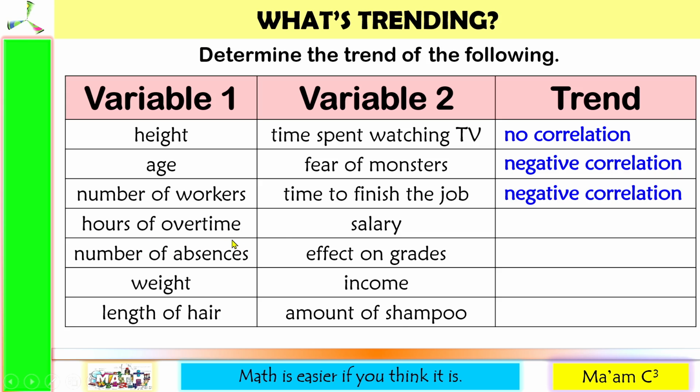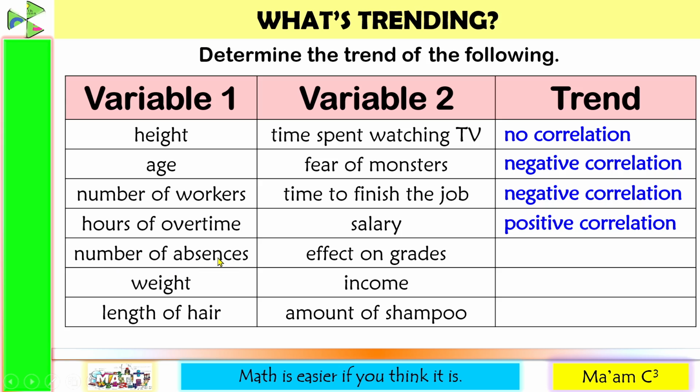How about this one? Hours of overtime and the salary. In general, working beyond the working hours, what we call overtime, has a corresponding additional pay on your salary. So the more time you render for overtime, your salary gets higher too. So this is an example of positive correlation.